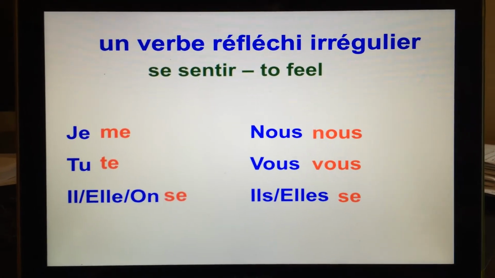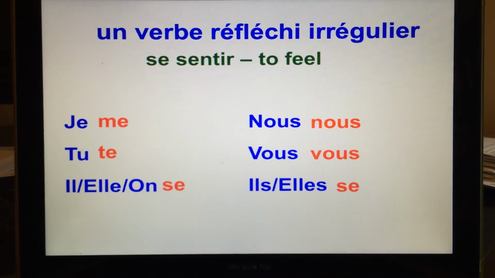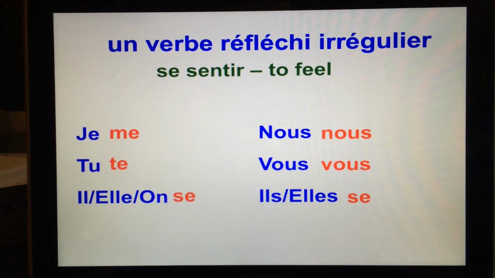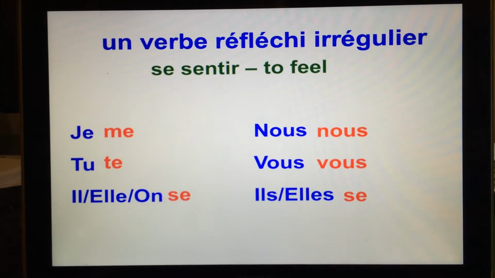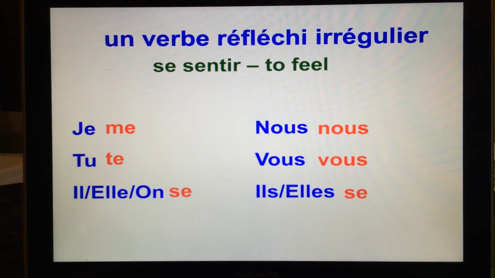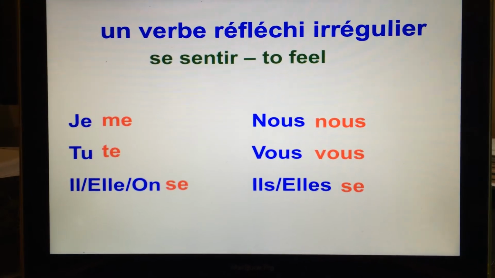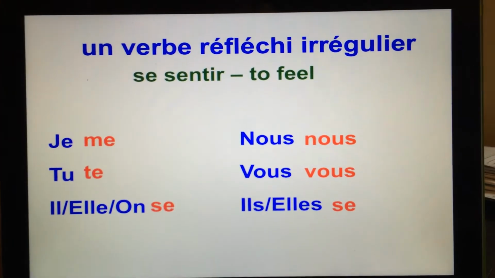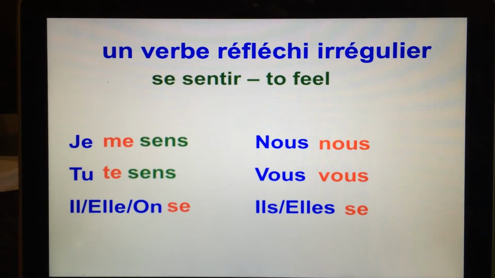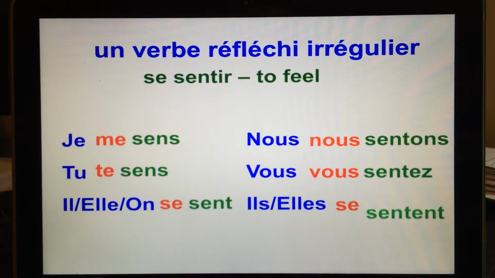They are irregular, so unfortunately we can't just chop off the IR and add our regular IR verb endings, which are je, is, tu, is, il, it, the IR verb endings, nous, issons, vous, issez, ils, issent, the IR verb endings. Unfortunately, se sentir is irregular, we can't add those endings. So here are the conjugations. Je me sens, tu te sens, il se sent, nous nous sentons, vous vous sentez, ils se sentent.